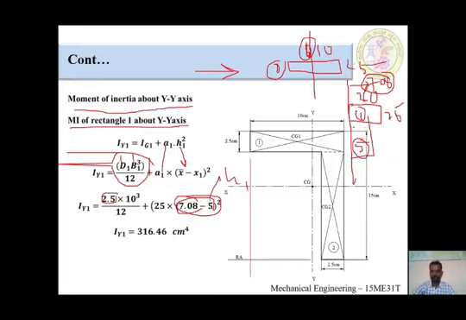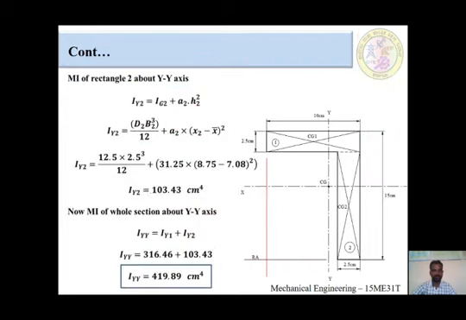This gap, out of the 7.08 total, is called H1. After putting these values in the calculator, we will get I1 equal to 316.46 centimeter raised to 4. This completes the calculation of rectangle 1. After this, we have to calculate the moment of inertia of rectangle 2 about the y-axis.